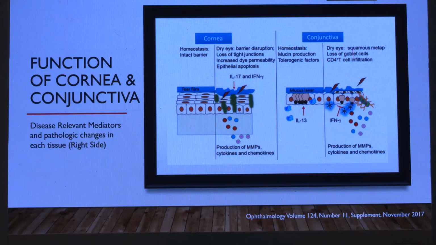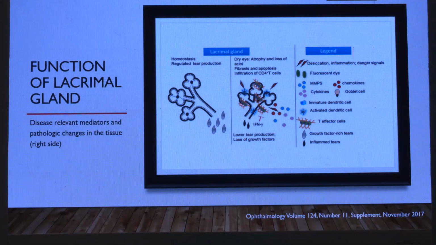We are going to talk about a molecule which targets the release of these immune mediators. Again, coming to the function of the lacrimal gland, the disease-driven mediators and pathologic changes are occurring in the tissue. The lacrimal gland regulates tear production. In dry eye disease involving the lacrimal gland, there is atrophy and loss of acini, fibrosis and apoptosis, and infiltration of CD4 T cells.